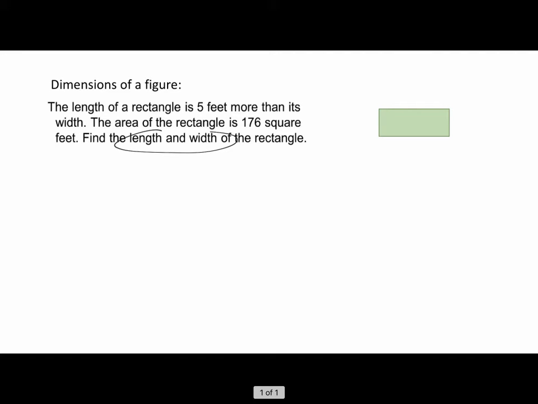So this is what we need. It helps to label the picture, so we've got the length and the width. Both of those are unknown, so we could use two variables to represent them. But the first sentence says the length is 5 more than the width. So I might as well just call the width my variable, x, and say the length is 5 more than that.